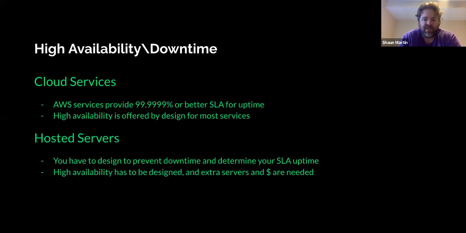High availability and downtime. AWS services, most of them provide at least four nines or better. And like I said, it's offered by design for multiple availability zones, if not global. Hosted servers, you have to determine your own. Obviously, if you're using some of their services like ECS and EKS, you get a little bit of reliability on the nodes, but if the Docker server or something fails, it's still up to you to bring it back up.